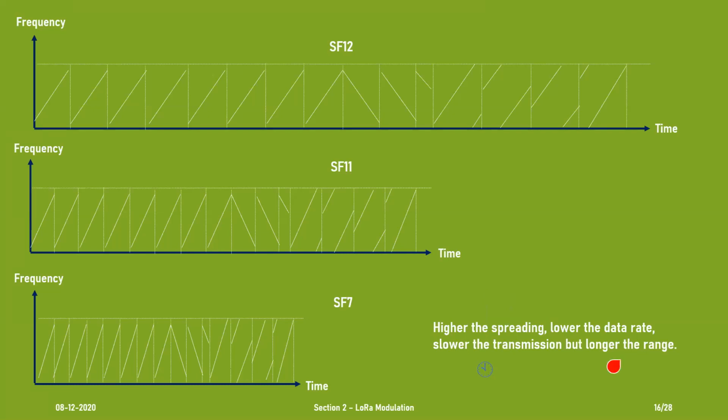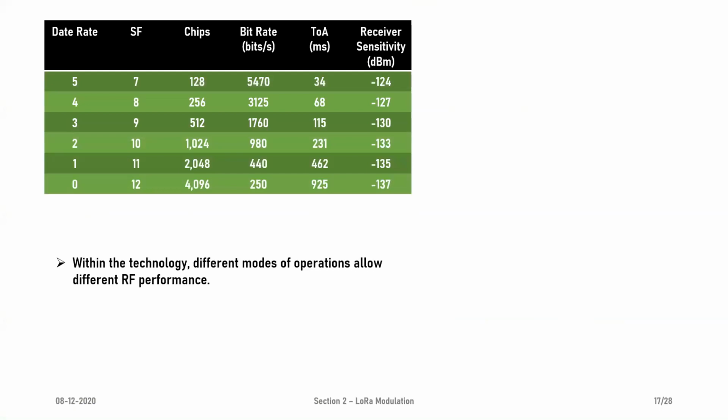So we are now almost done with the heavy technical discussion that I wanted to bring in. I'll just summarize things for you. Within the technology, we saw that there are different modes of operation that allow different RF performance. We understood this table, that there are different data rate modes available that are defined by the spreading factor you're using. Higher the spreading factor, more the chips that you have to accommodate within the symbol, and that essentially increases the time on air that you would need to transmit your 10 bytes of packet.